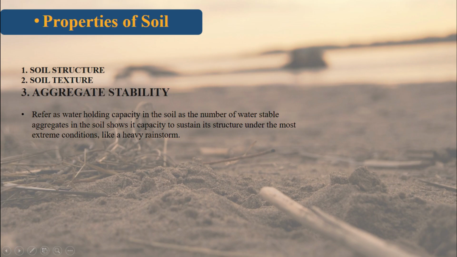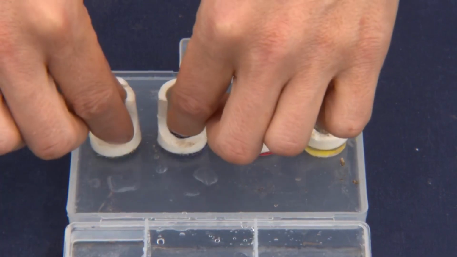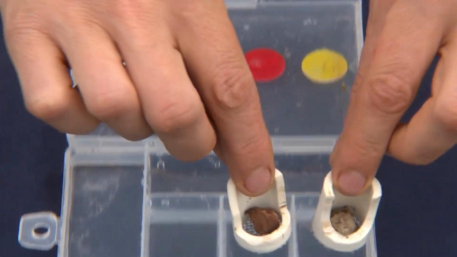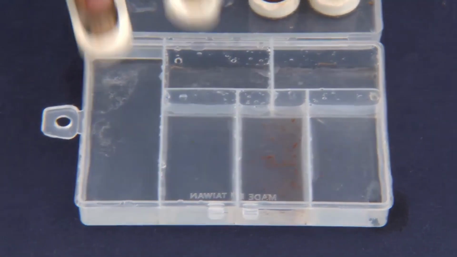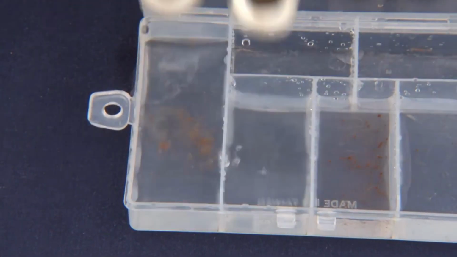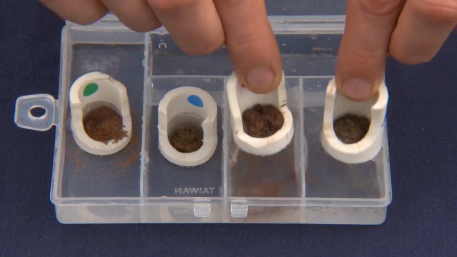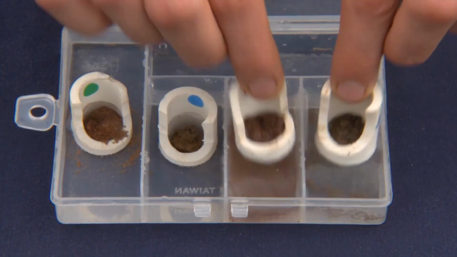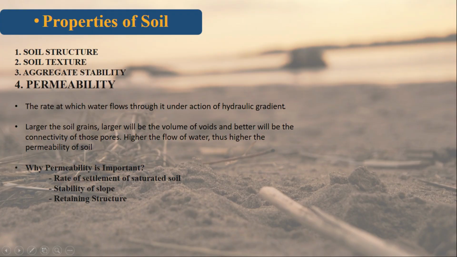Aggregate stability is the water holding capacity in the soil. The number of water-stable aggregates in the soil shows its capacity to sustain its structure under the most extreme conditions, like a heavy rainstorm. Here we can see that very stable aggregates maintain their structure even after soaking, while others melt away. Lastly, permeability. Permeability of a soil is the rate at which water flows through it under the action of a hydraulic gradient.